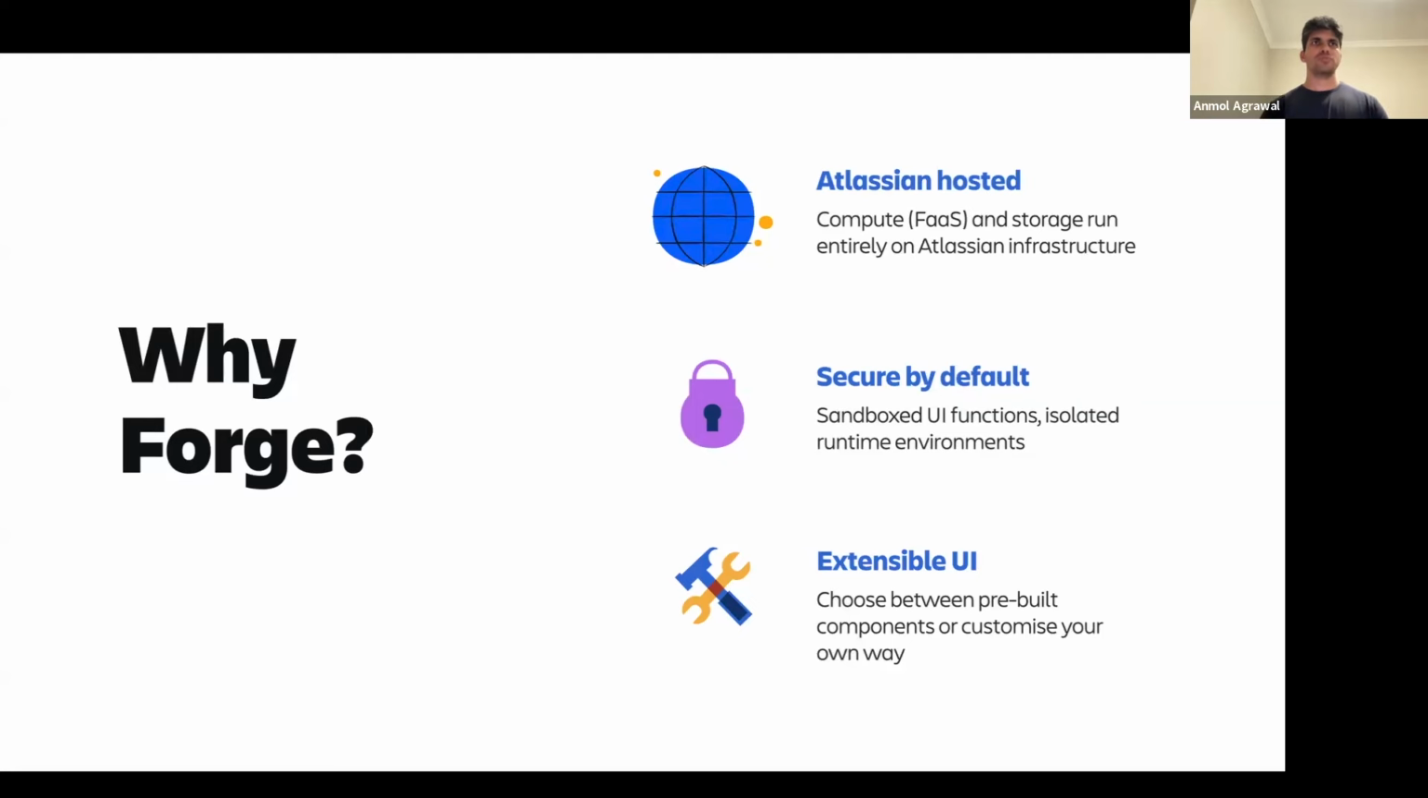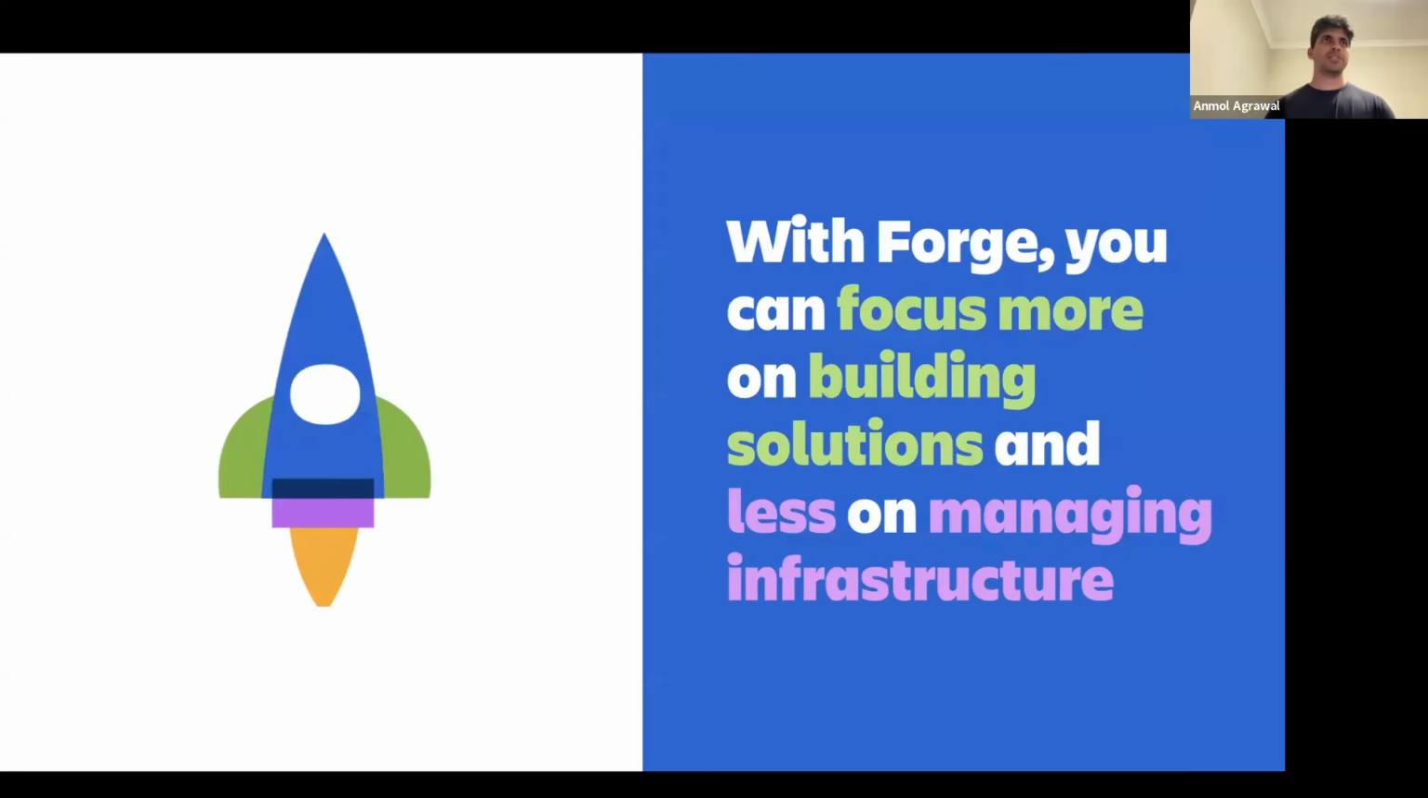Lastly, you get to choose the UI for your app. If you like to build with pre-built components, we have a kit for that. Or if you like to customize in your own way, we have a kit for that too. So in a nutshell, with Forge, you can focus your brainpower more on building solutions and leave the infrastructure management to Atlassian.